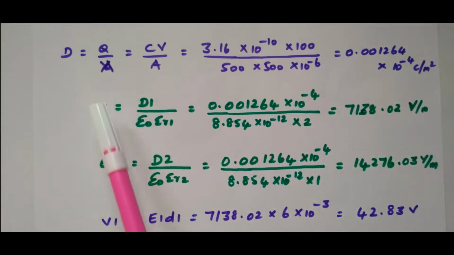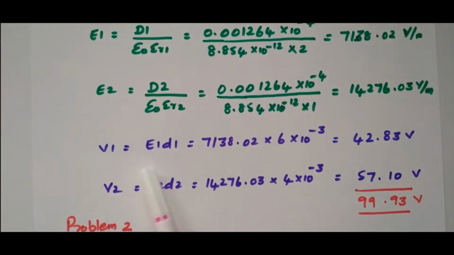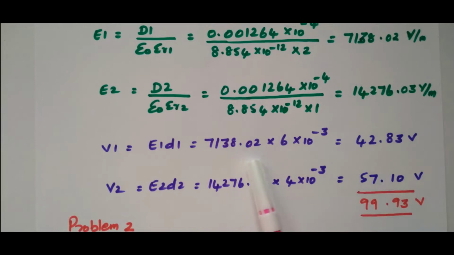So now we got the values of E1 and E2. From that we can find V1 and V2. So V1 equal to E1 into D1, since E equal to V divided by D; from that, V equal to E into D. The E1 value we calculated is 7138.02 into D1, the distance. The first dielectric is 6 into 10 to the power minus 3, 6 millimeter. So what we got? 42.83 volts.